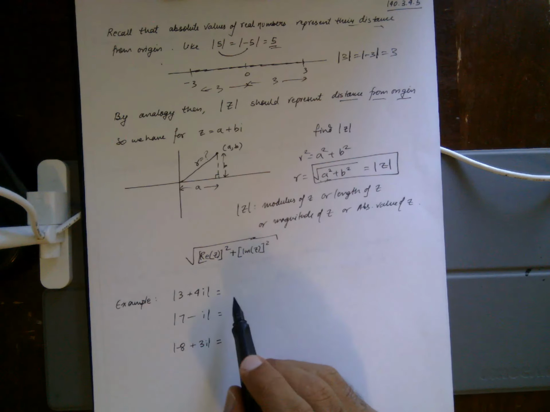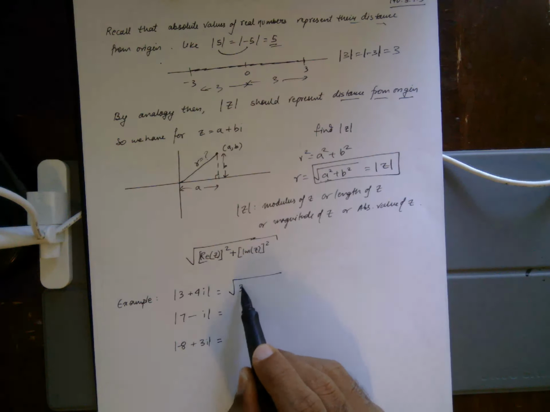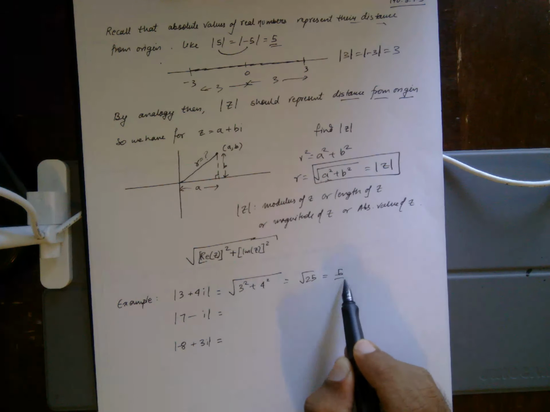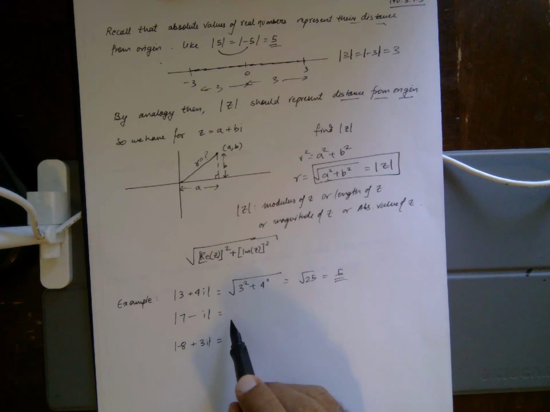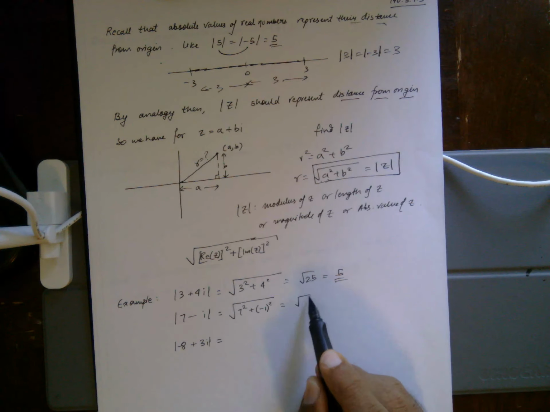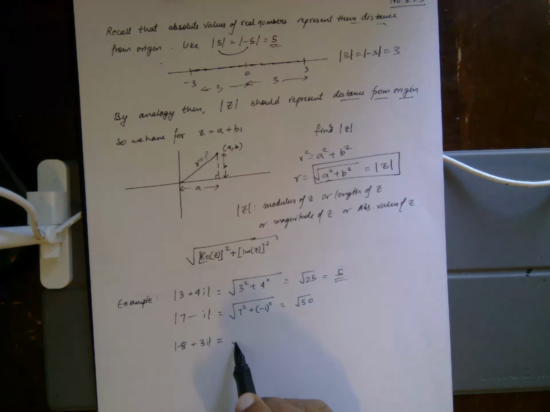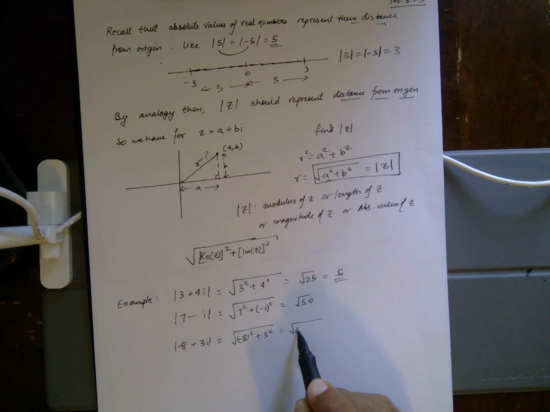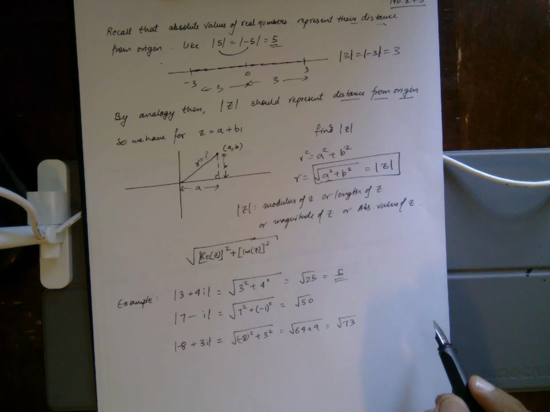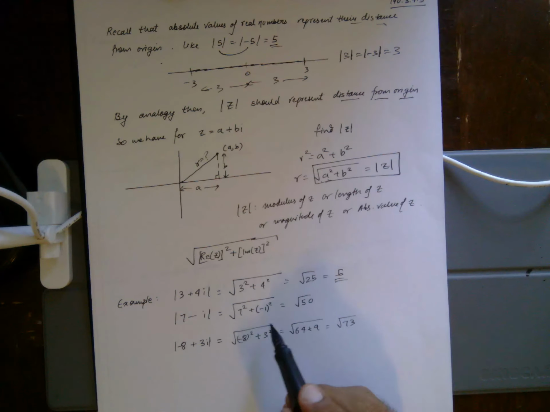So example here, 3 squared plus 4 squared, root 25 is 5. And we take the positive square root because it's a distance. 7 squared plus negative 1 squared, root 50. Negative 8 squared plus 3 squared, 64 plus 9, root 73. Just be careful that when you take the square of the negative, it's going to be positive.